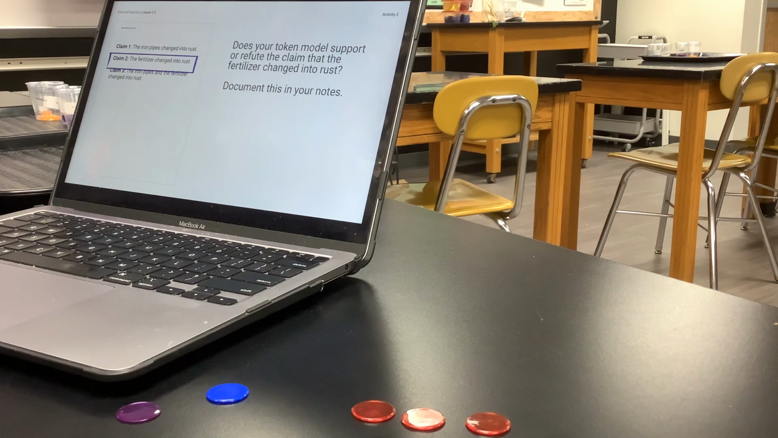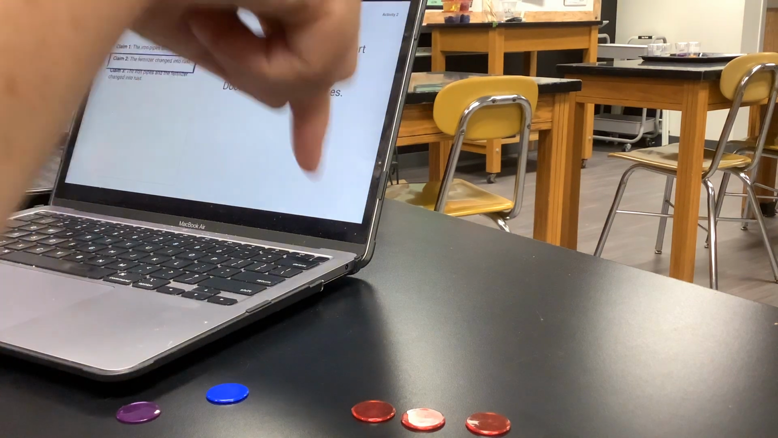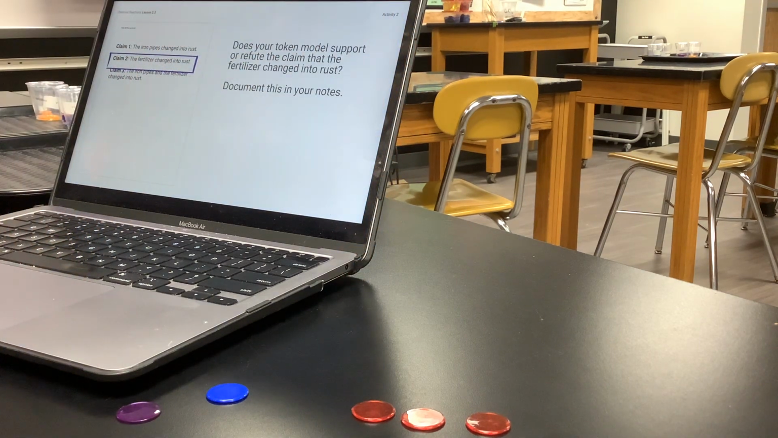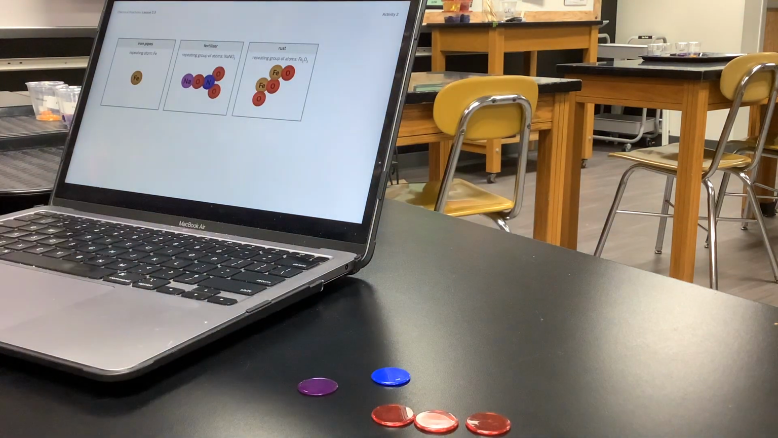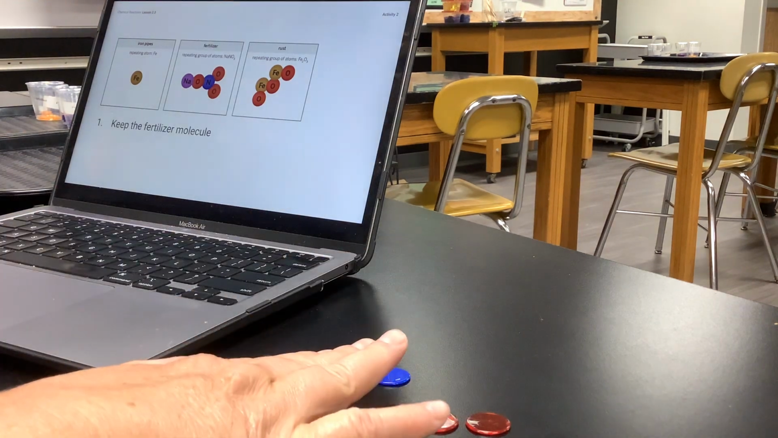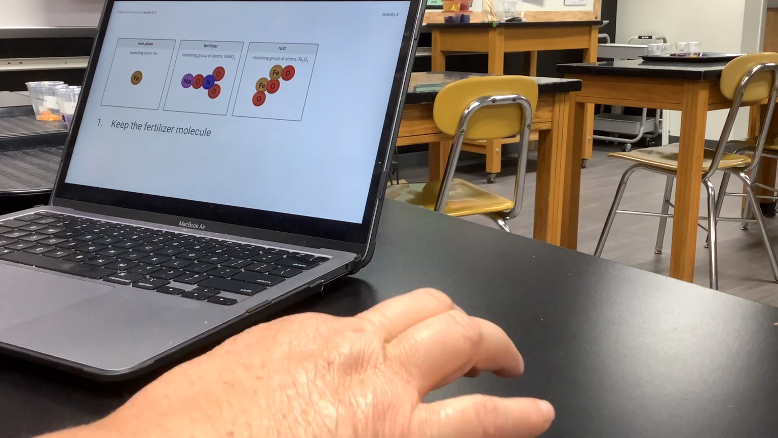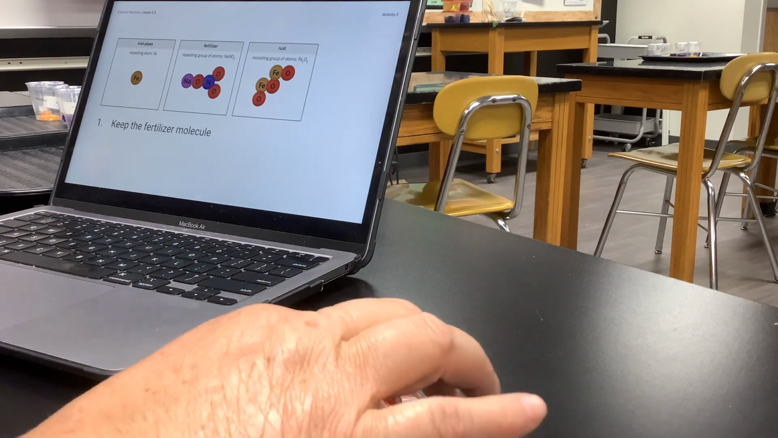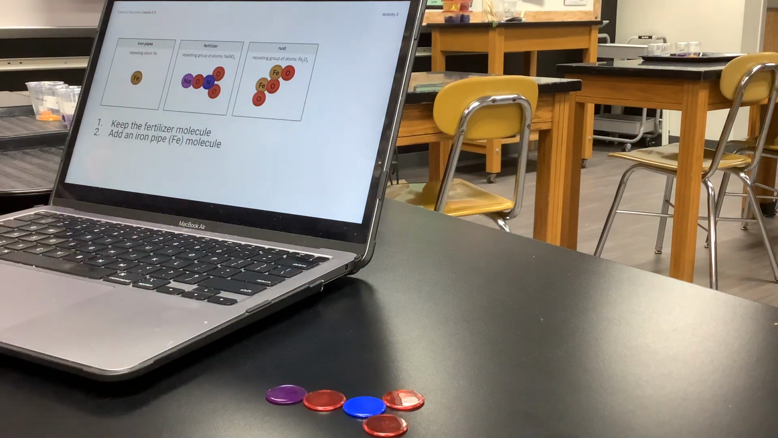Okay, I hope you said that your model refutes the claim that the fertilizer changed into rust. There's no way it can. There's no iron, so that's not going to work. So now what I want the kids to do is keep the fertilizer molecule. So I'm going to rebuild that. Okay, boom and boom. And then I want you to add an iron pipe molecule.